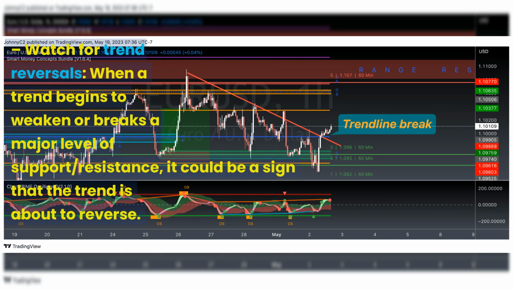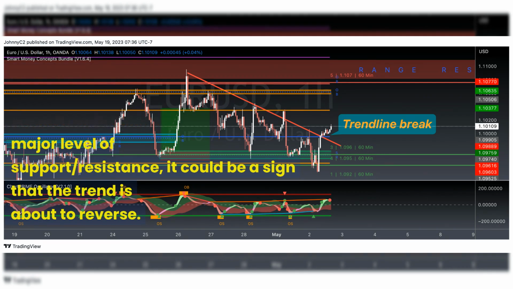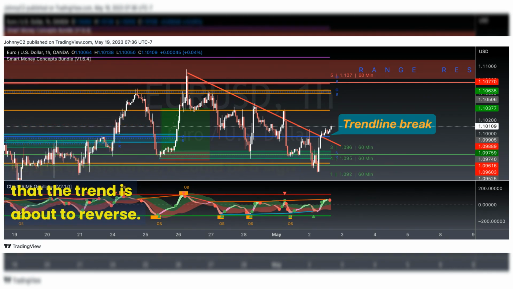Watch for trend reversals. When a trend begins to weaken or breaks a major level of support and resistance, it could be a sign that the trend is about to reverse. You can see here in the background in the picture that a trend line's been broken. That could be a sign that a reversal is possibly taking place.